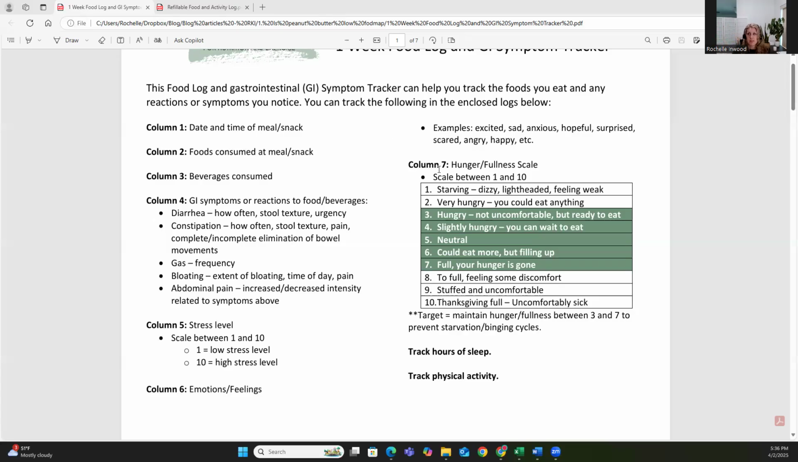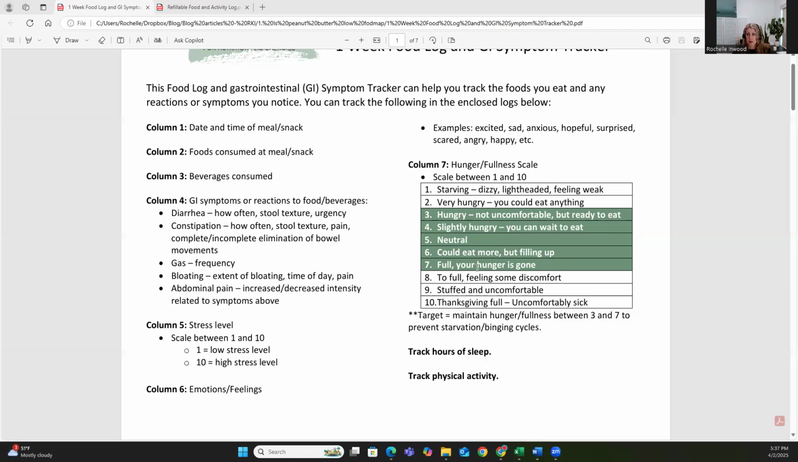And then in column 7, there is an overview of the hunger fullness scale. So folks can check in on the frequency of when they are eating throughout the day based off of their hunger cues. If they are only eating when they reach 1 and they're dizzy, lightheaded, have poor energy, and don't feel good, they have waited too long. And if we've waited too long, that can lead to overeating, which can also lead to uncomfortable GI symptoms. So the recommendation is for most of us to try to stay between 3 and 7 on the hunger and fullness scale here.